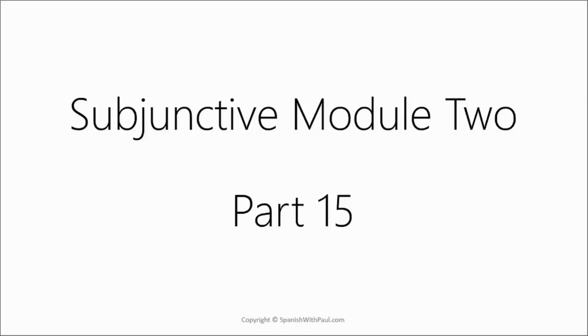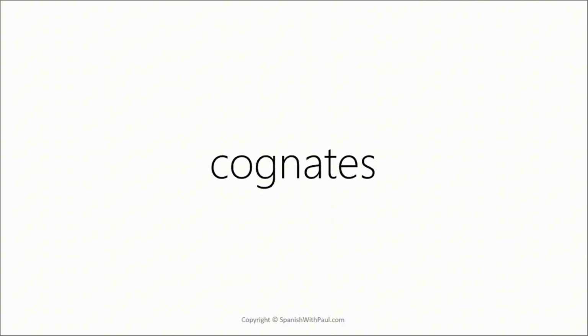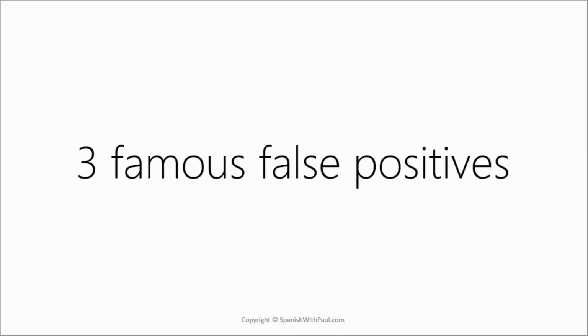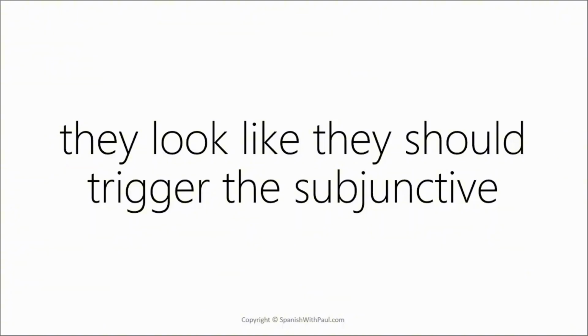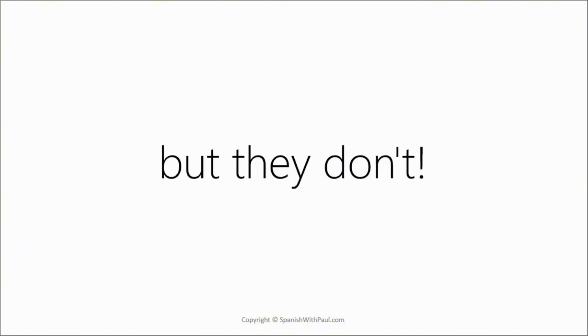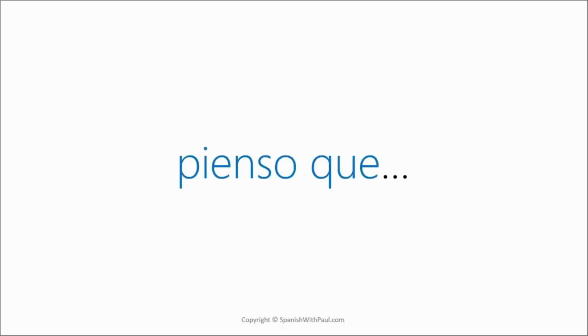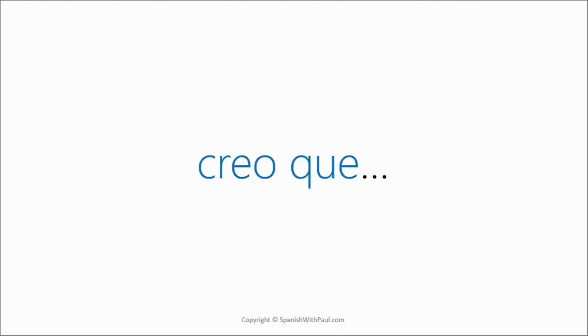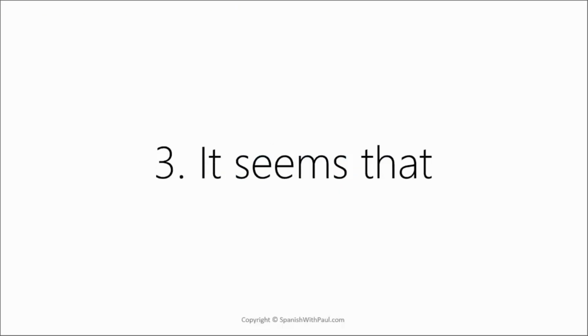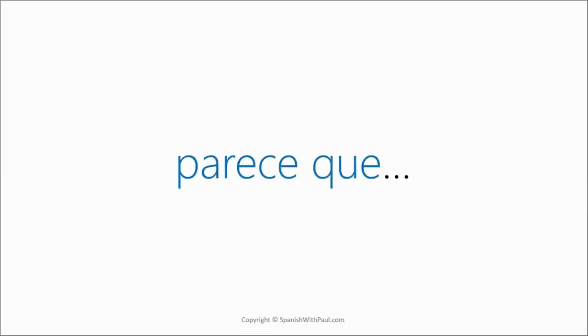Welcome to part 15. In the beginning of this course, we started out by looking at cognates. And one of the things that we learned is that you get false positives, words that look like they should be cognates but in fact are not. Now we have 3 famous false positives when it comes to triggers for the subjunctive tense. In other words, they look like they should trigger the subjunctive, but they don't. The first one of these is I think that, which is pienso que. The second, I believe that, creo que. And the third, it seems that, parece que.